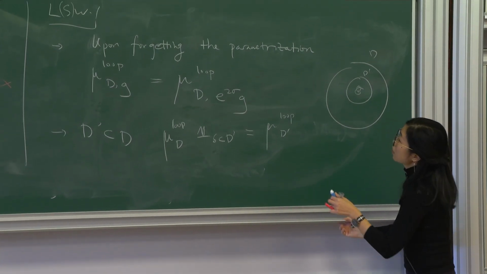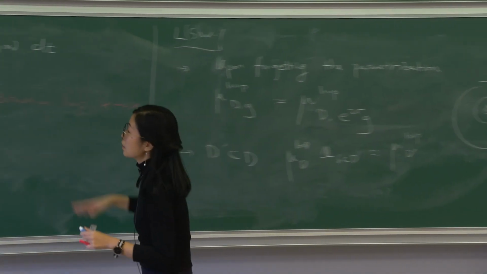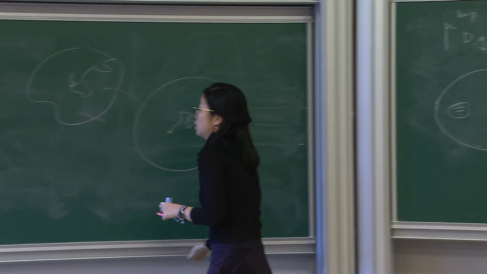So this is the loop measure. How are we going to relate this to the determinant of the Laplacian?